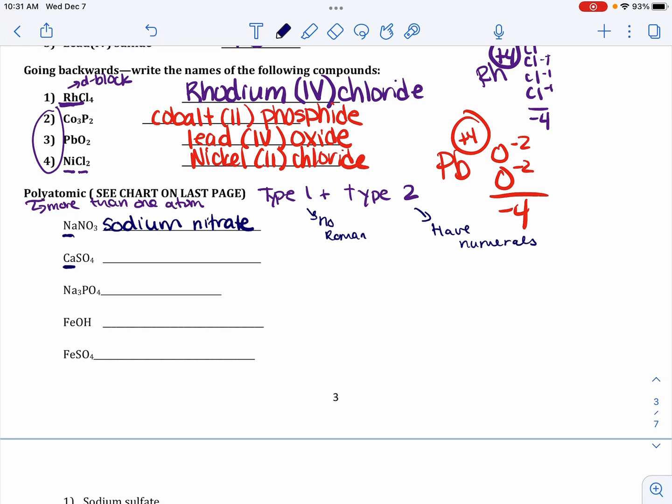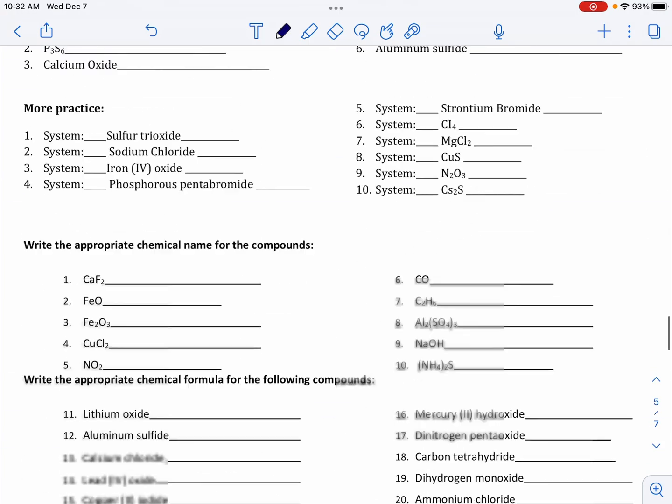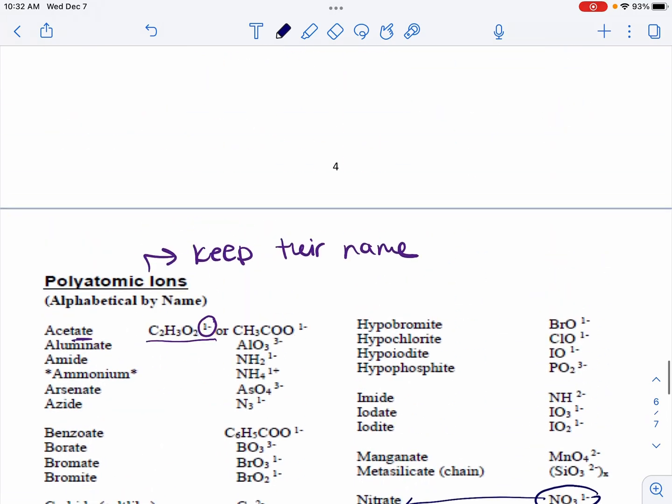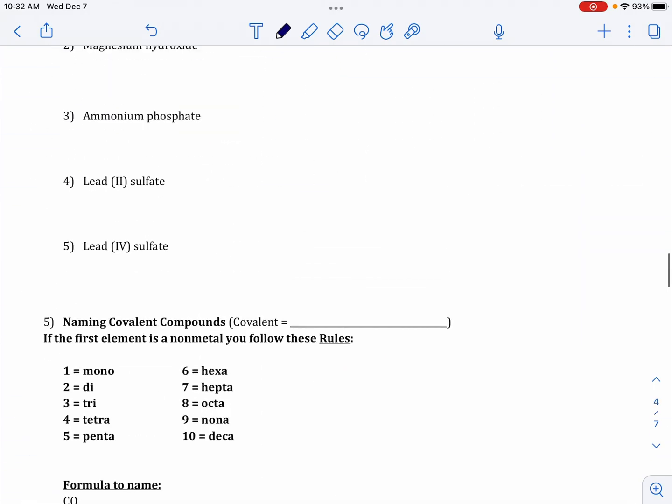The next one we have is Ca. That's in group 2 on the periodic table. So again, this is type 1, so no Roman numerals. I would name this as calcium. And then I look up SO4. I go on my polyatomic list, find SO4. Again, that charge doesn't do anything to the name, so I would write it as calcium sulfate.